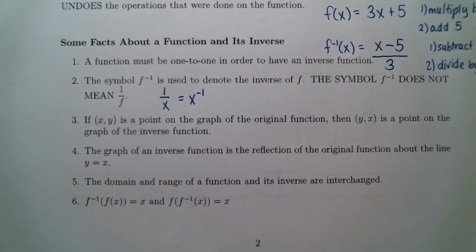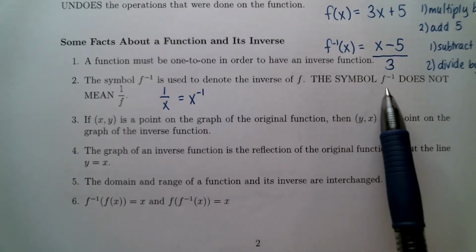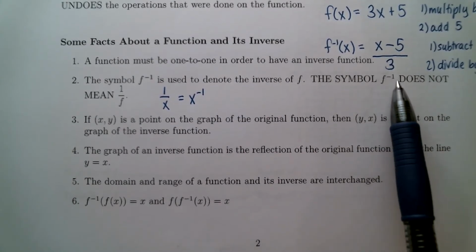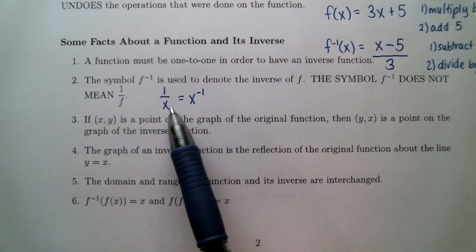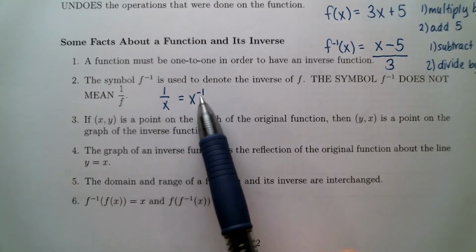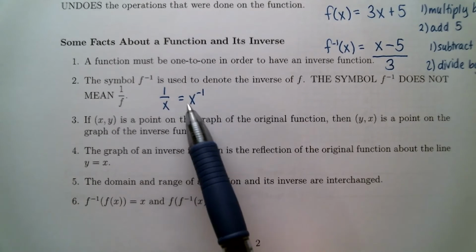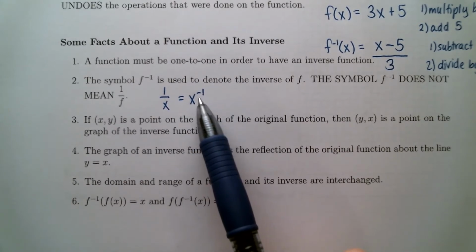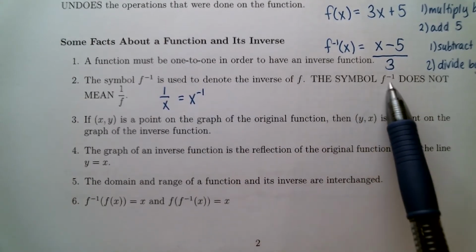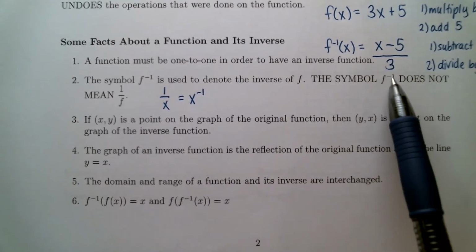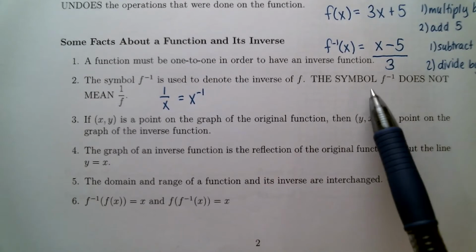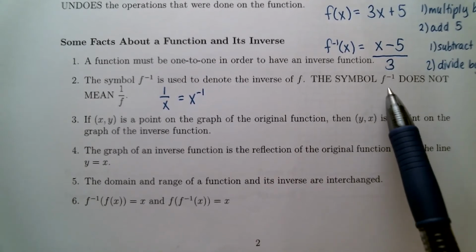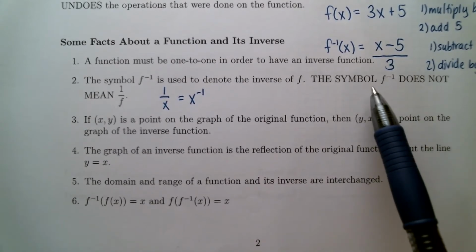But f is a function. This is not f to the negative 1 power. If it is a variable you're dealing with, this is a true statement: 1 over x is the same thing as x to the negative 1 power. But when you see a function and it looks like it's raised to the negative 1 power, that's not what's going on. It's a symbol, a notation for the inverse function of f. So make sure you understand that.